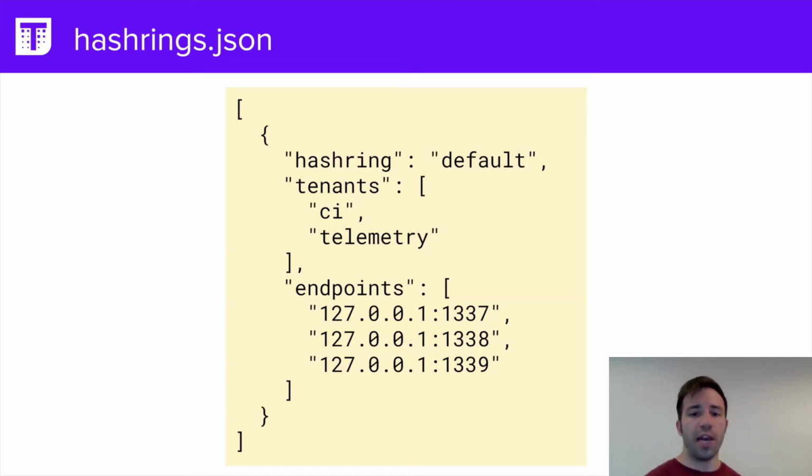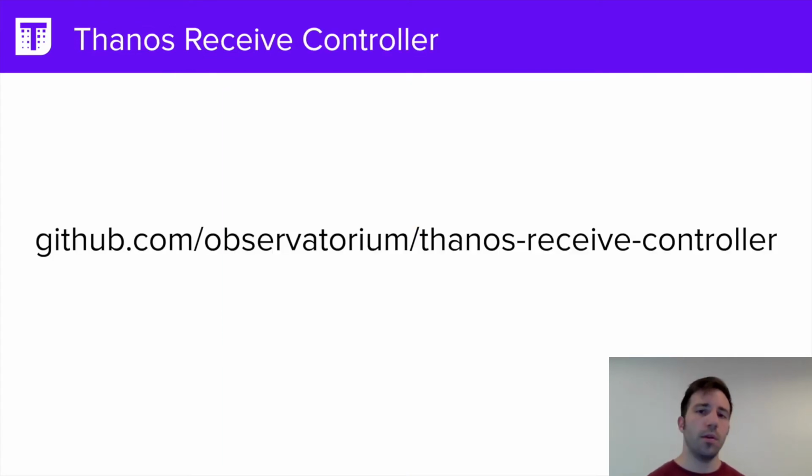But it also means that we have to lean on other tools to automate configuring our hash rings when Thanos is deployed on such a platform. Fortunately, we have an effective pattern for solving these types of problems in the Kubernetes community, namely controllers and operators. At Red Hat, we've written a small project called the Thanos Receive Controller for the sole purpose of automating the configuration of our hash rings.